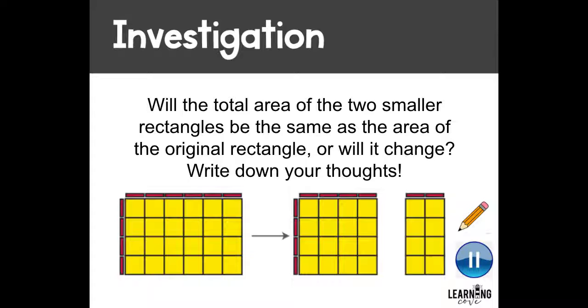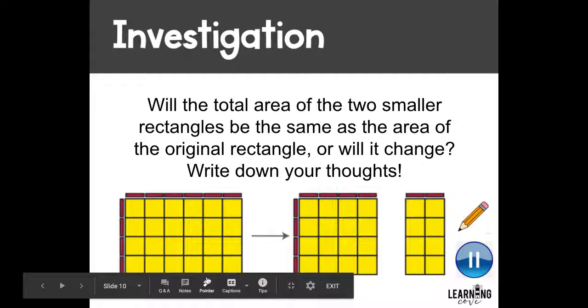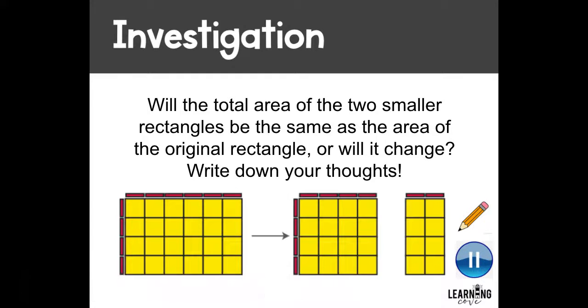Welcome back. What do you think? If I take this original rectangle and I cut it right over here into two smaller rectangles, when I find the area of the first one, the area of the second one, and add them together, is it going to be 24 square units the same? Or is it going to change?